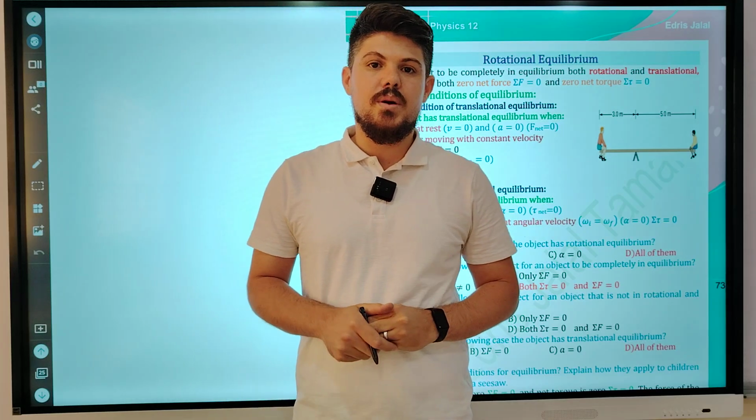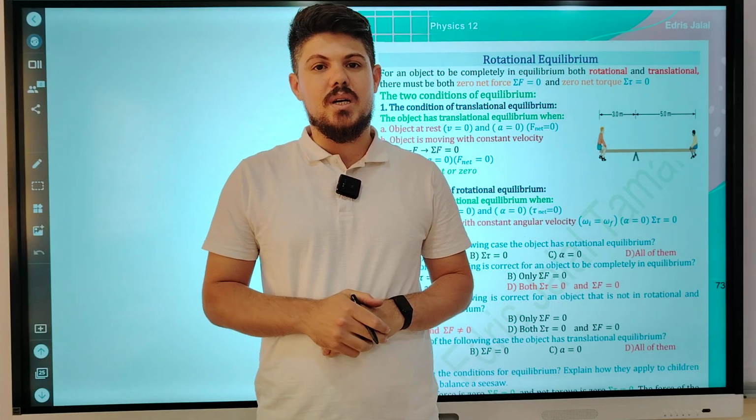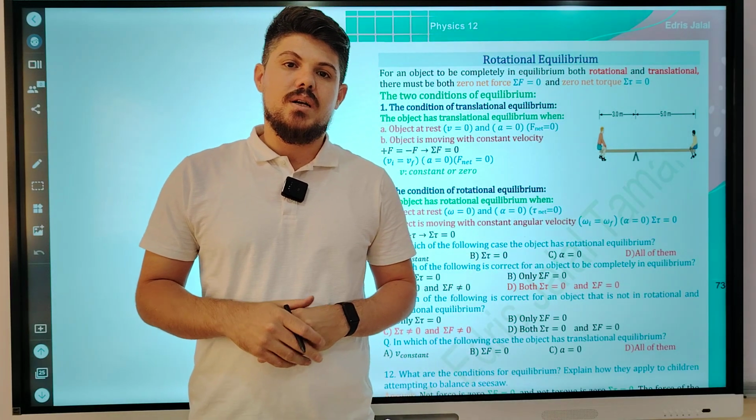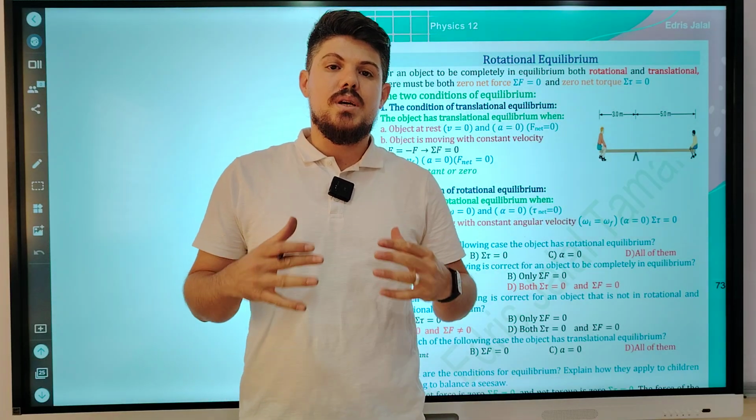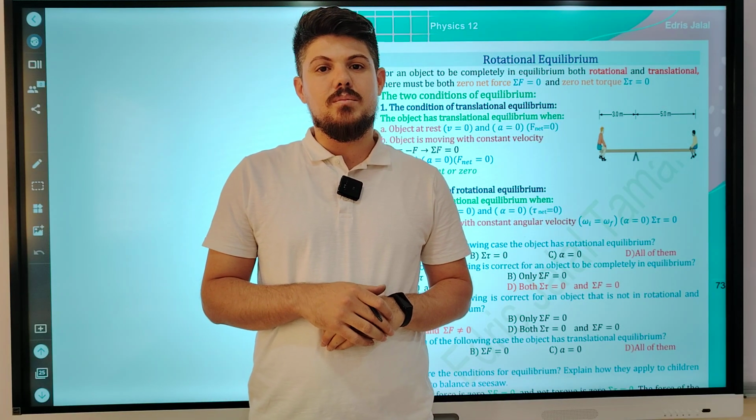In a previous lesson, if you remember, we talked about the moment of inertia. We can define the moment of inertia as the resistance to change in rotational motion.